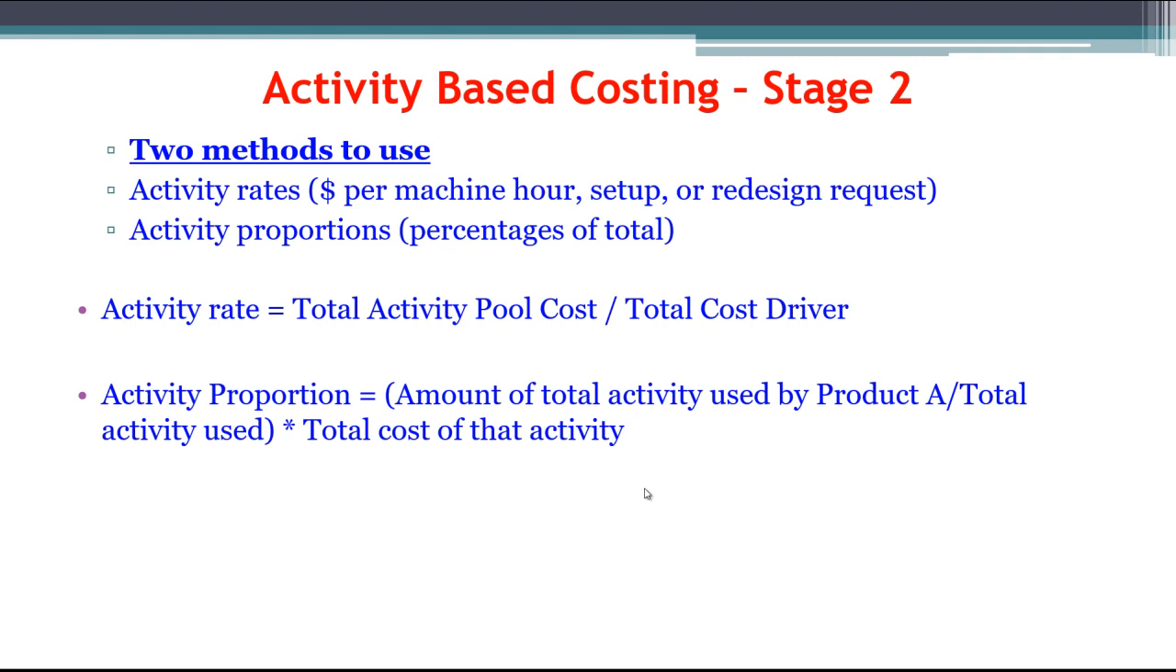Again, these are all estimates. For the activity proportion, we would take the amount of total activity used by an individual product divided by the total activity used across all products, and then multiply that by the total cost of that activity. So that's like a proration, percent to total, a variety of names for that.